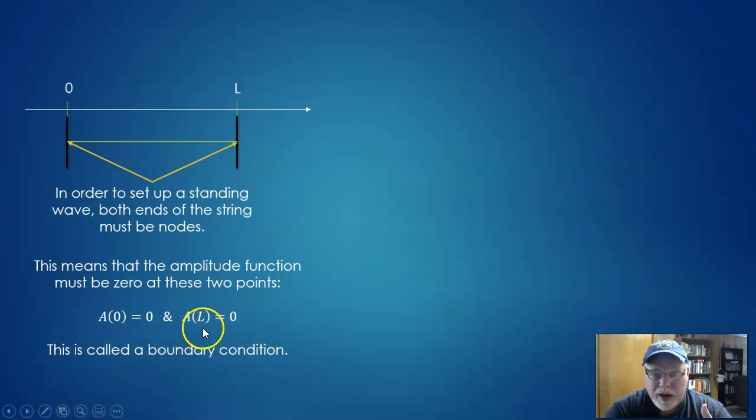Okay? Now, let's take a look at this amplitude function, and let's consider what it means that the amplitude function out here at L has got to be 0. Now let's write it out in terms of its full equation. A of L's got to be 0. Then what that means is that 2a times the sine of KL has got to be 0. I've just substituted L in for x. So this is my boundary condition expressed mathematically.